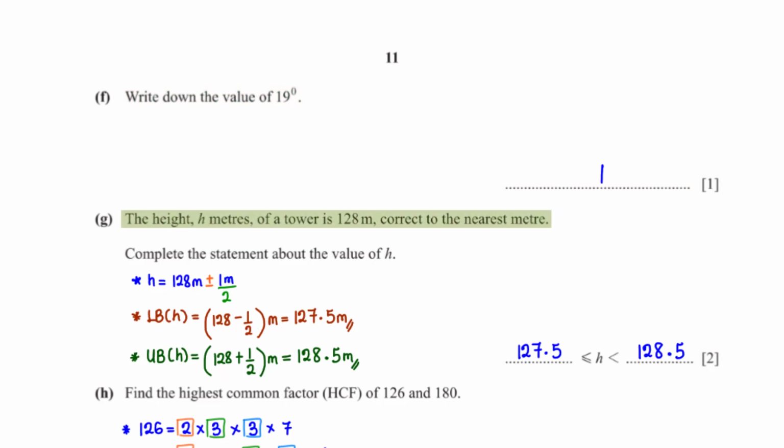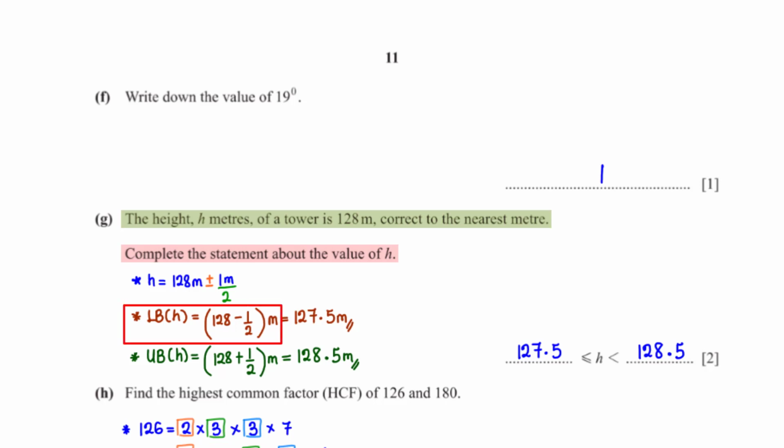The height h meters of a tower is 128 meters, correct to the nearest meter. Complete the statement about the value of h. To correct the height h to the nearest meter, we have 128 meters. Then we bring in plus and minus 1 meter. Then we divide 1 meter by 2.